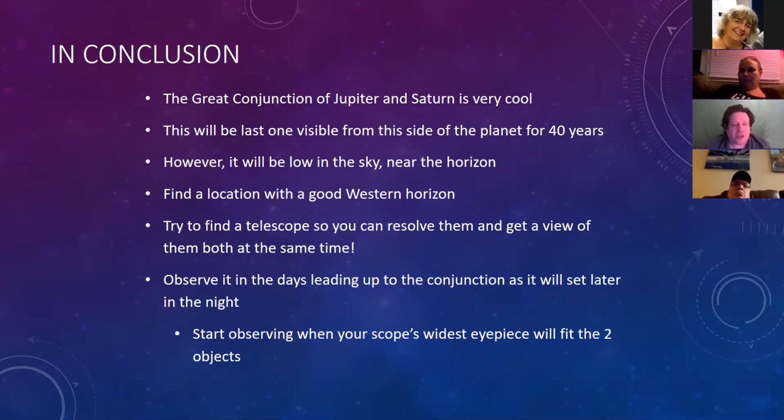But the other thing is, observe it in the days leading up to the conjunction, as the Saturn and Jupiter will be setting later in the night sky. And the real key there is start observing with your telescope when that telescope's widest eyepiece will fit the two objects at the same time. So a lot of good stuff. Again, I would say start now. I've been kind of taking a peek at Saturn and Jupiter every night when I'm going out to do whatever. And it's really, really exciting. But for that, let's say that week around December, the week before December 21st, is when it's going to start to get really, really exciting.